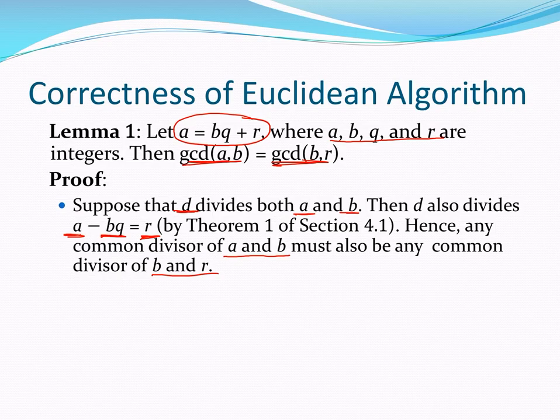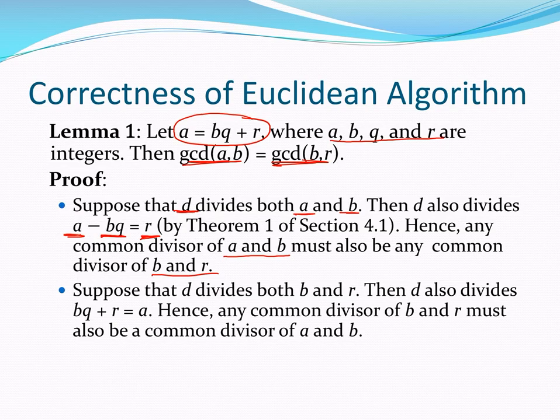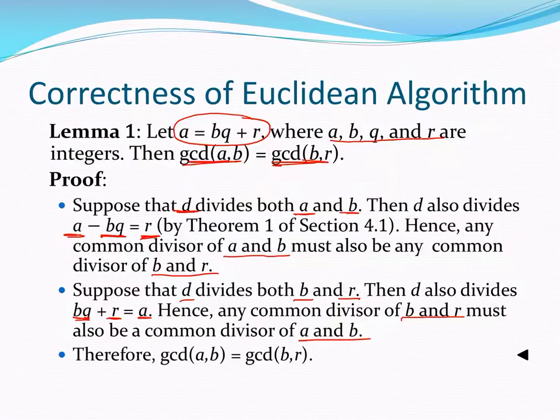Okay, but similarly, let's suppose that D divides B and R. But then since D divides B times Q and D divides R, D must also divide A by that same theorem. So any common divisor of B and R must be a common divisor of A and B. And therefore, the maximum of those common divisors must also be the same. Therefore, the greatest common divisor of A and B is the greatest common divisor of B and R.